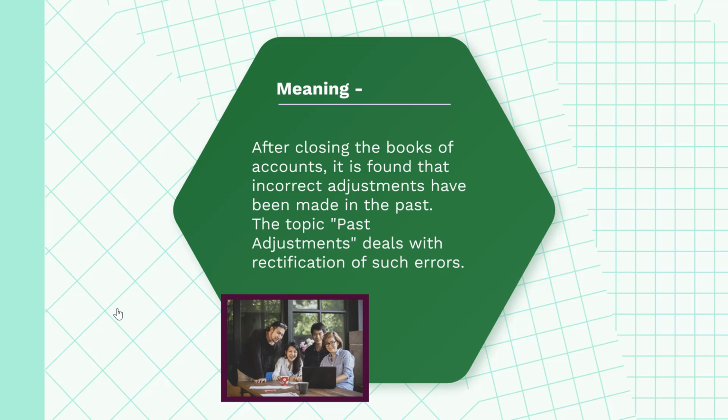So we've closed the books of accounts, we've prepared the trading P&L, profit and loss appropriation, partners' capital account and the balance sheet, and after that we find that some errors have been made. So now we need to rectify the previous errors which have been made by making some adjustments. So this topic of past adjustments deals with rectification of such errors.